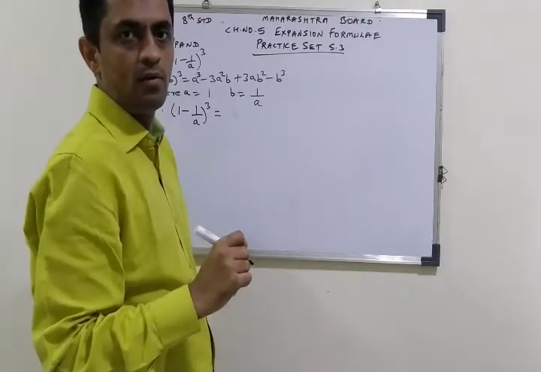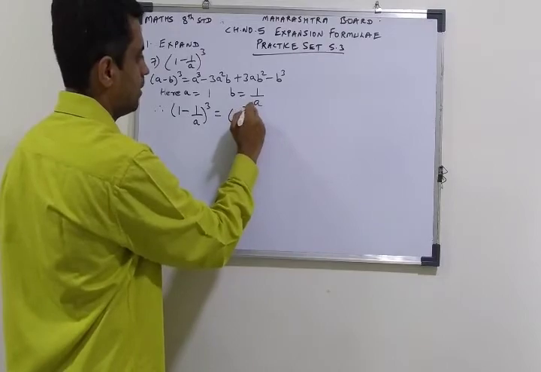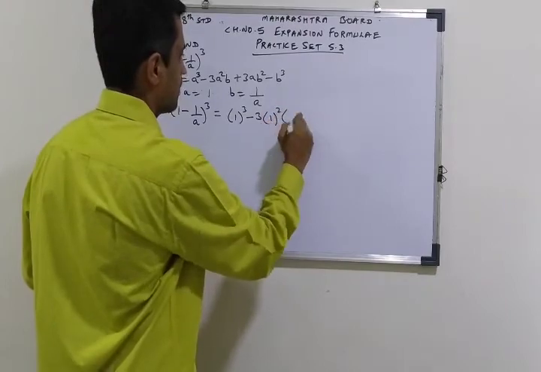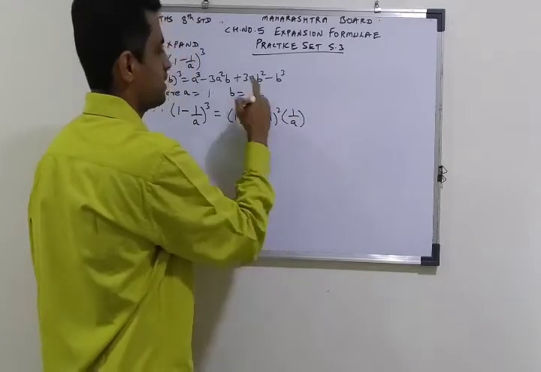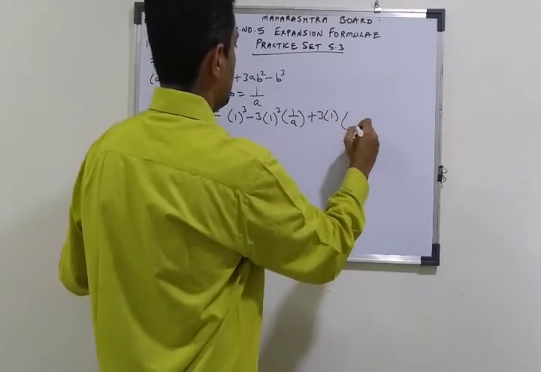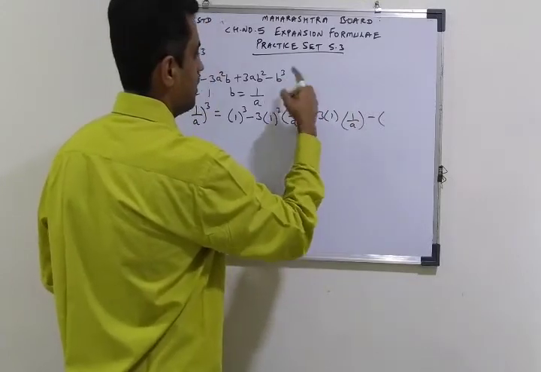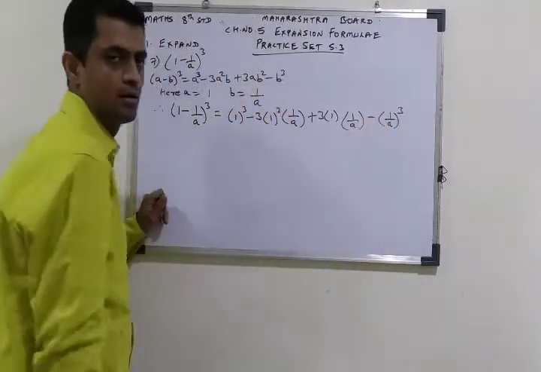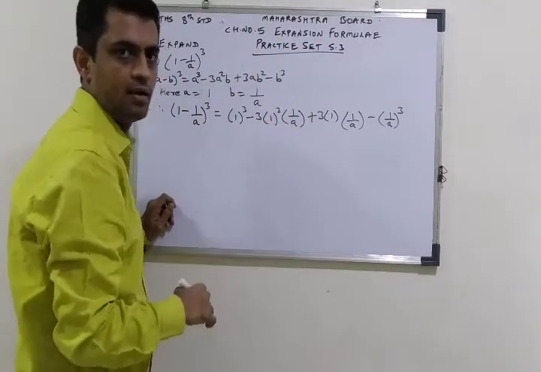Now come on, tell me what is a? A will be what? 1. 1 cube minus 3. Again a will be what? 1. What will be our b now? 1 upon a. We are going as per this formula. Plus 3 into a. What will be our a? 1. What will be our b? 1 upon a. Minus what will be our b here again? 1 upon a the whole cube. Please put brackets for the whole thing. Don't put brackets only for 1 or for a. The whole bracket will come there.